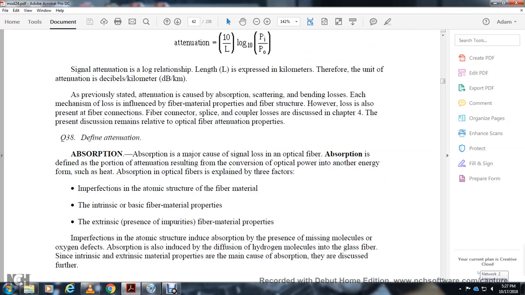Absorption. Absorption is a major cause of signal loss in the optical fiber. Absorption is defined as the portion of the attenuation resulting from the conversion of optical power into other energy forms such as heat. Absorption in optical fibers is explained with three factors: imperfection of the atomic structure of the fiber material, the intrinsic or basic fiber material properties, and the extrinsic presence of impurities in the fiber material.